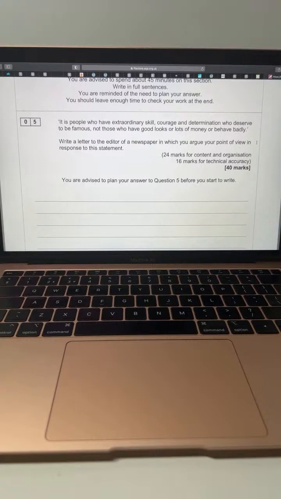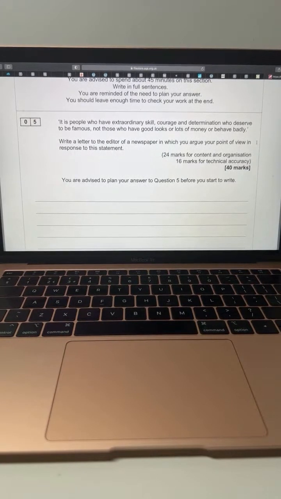So you want to look at this question. It is people who have extraordinary skill, courage, and determination who deserve to be famous, not those who have good looks or lots of money or behave badly. So if you think about MES, if you think about money, with the rise of social media, more and more people are influenced by money. They like to see people living a lavish lifestyle, and that's what they look up to. So money is a big factor, and it's something that a lot of young people look up to. So you can talk about how students or teenagers are easily influenced. Okay, so you may want to use a statistic or a fact to back up your point here.